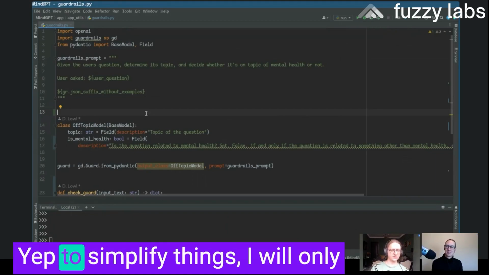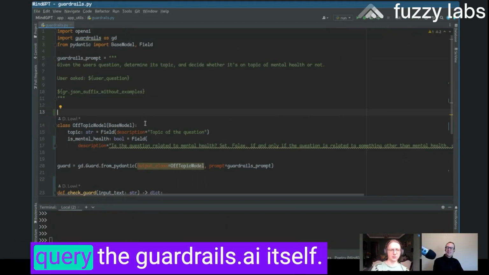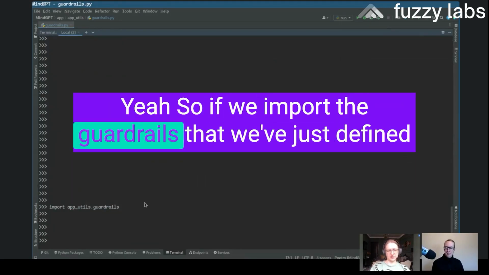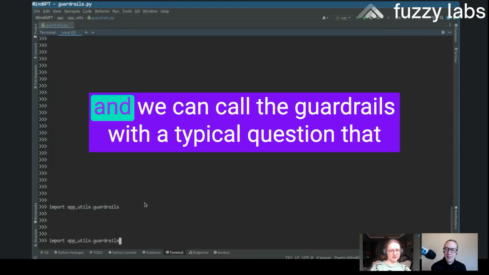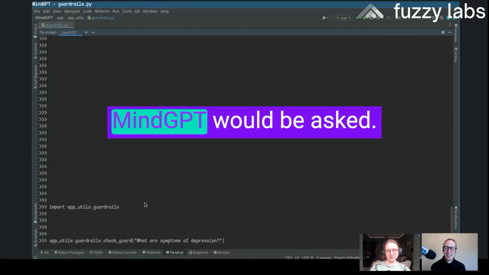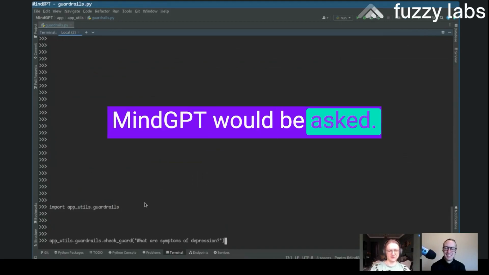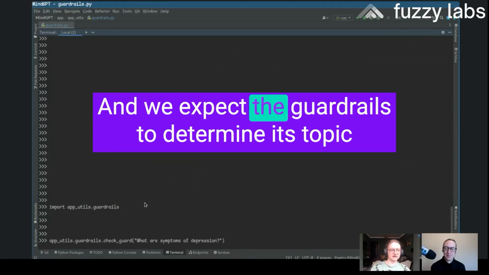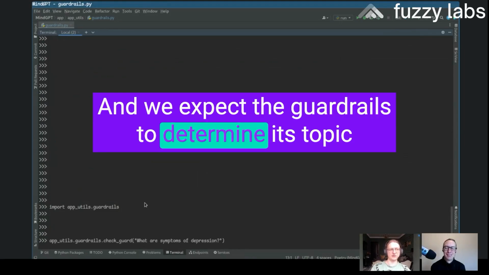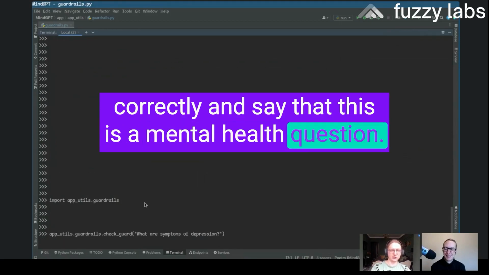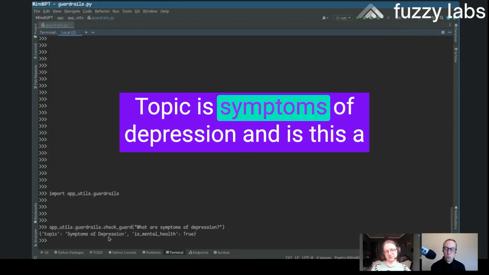Yep. To simplify things, I will only query the guardrails itself. If we import the guardrails that we've just defined, we can call them with a typical question that MindGPT would be asked. So, what are symptoms of depression? And we expect the guardrails to determine its topic correctly and say that this is a mental health question. And indeed, the topic is symptoms of depression.